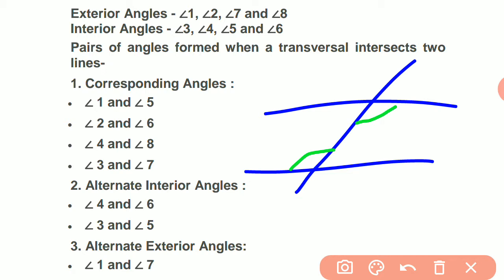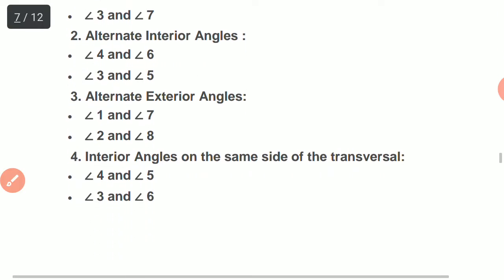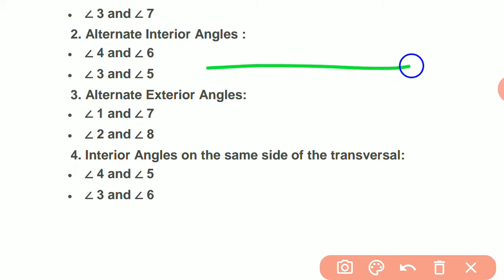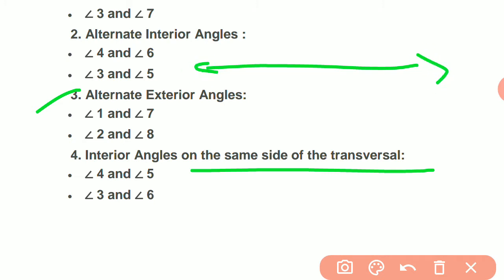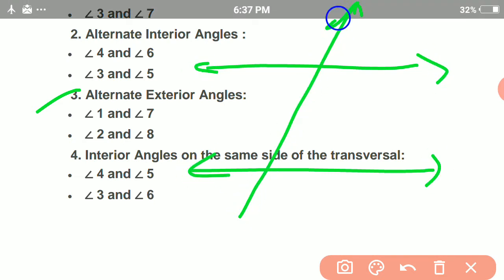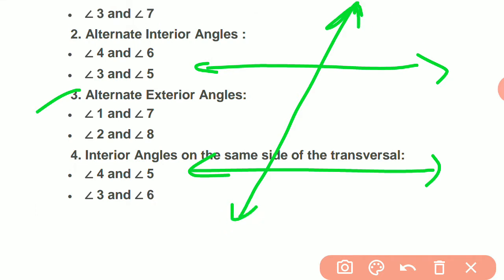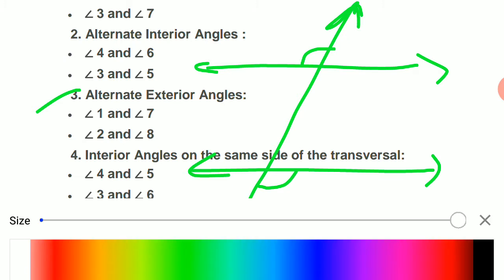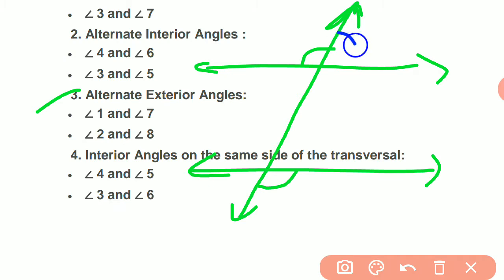And again, alternate exterior angles. Suppose these two lines are parallel and this line is the transversal, then this angle and this angle are known as alternate exterior angles. Similarly, this angle and this angle are known as alternate exterior angles, and when these two lines are parallel, then the alternate exterior angles are also equal.